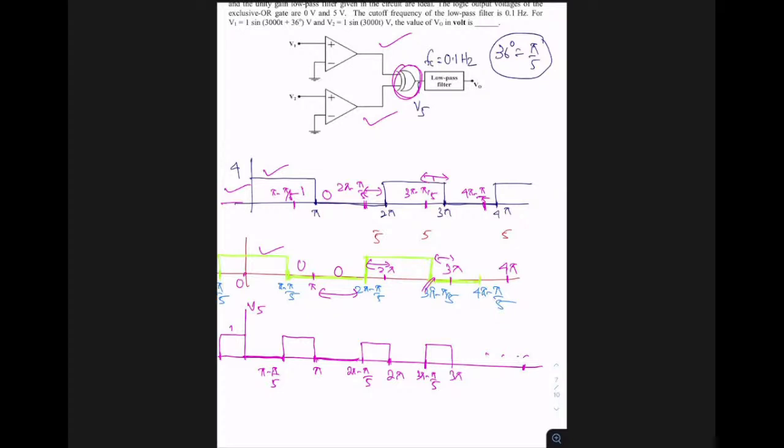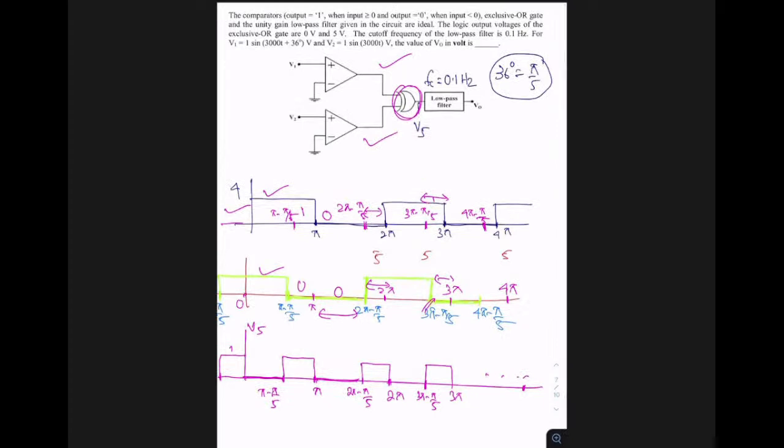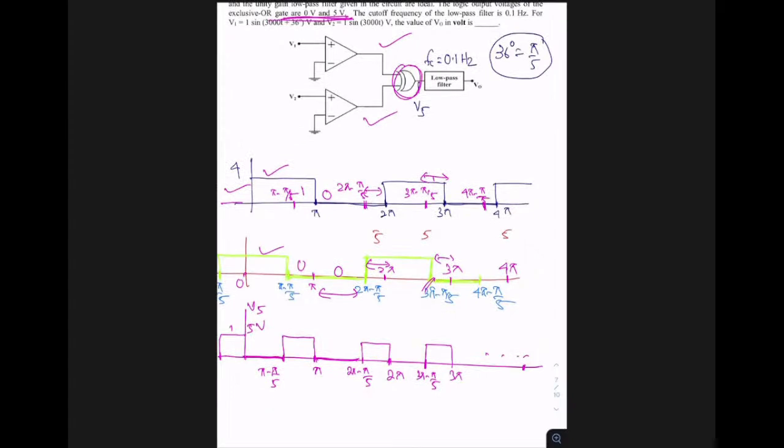So what is this waveform? This waveform is V5. And what is this voltage? The voltage is 5 volts. Here you can see the output of the XOR gate is 0 volts and 5 volts, right? So low logic is 0 volts and high logic is 5 volts. Logic 1 is equivalent to 5 volts. This is nothing but my V5, and this is passed through a low pass filter, and I'm supposed to get the output of this low pass filter.